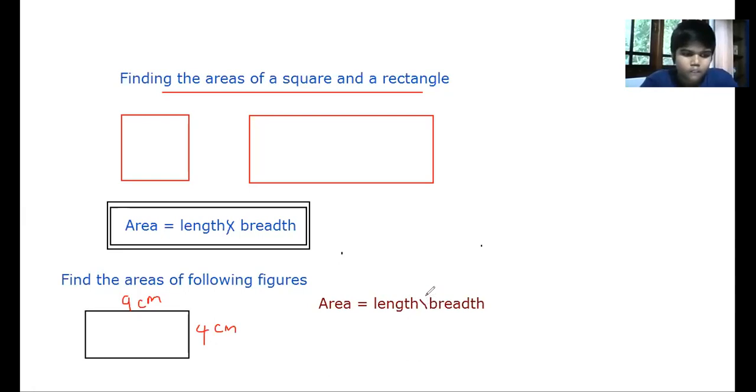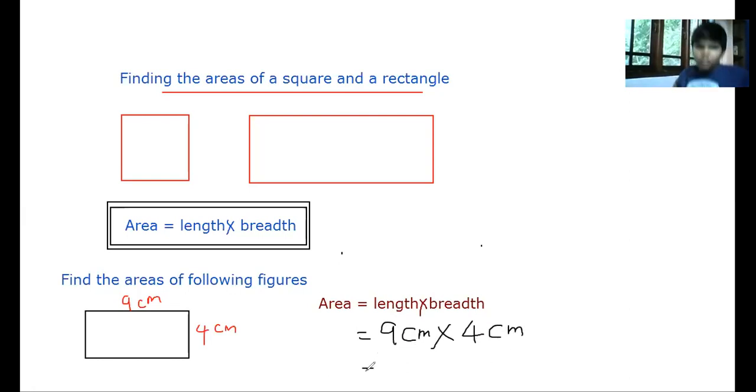Then you have to substitute the values. Look at what the length is, 9 centimeters. Length is 9 centimeters, breadth is 4 centimeters, right? Then you look at 9 multiply 4. 9 times 4, what is the answer? 36. Centimeter multiply centimeter, square centimeters. Okay, that's the first example answer.